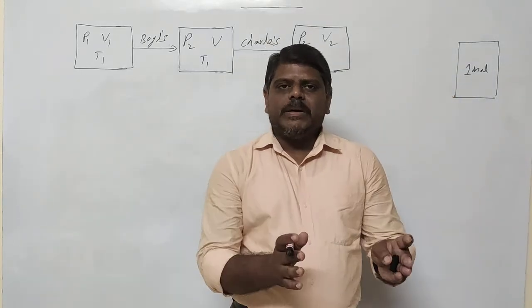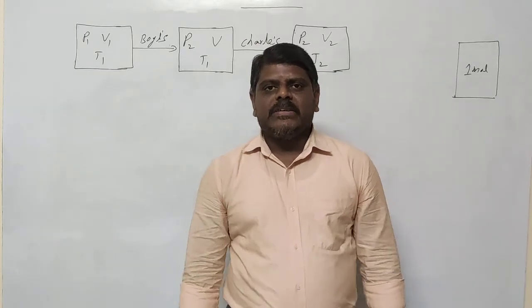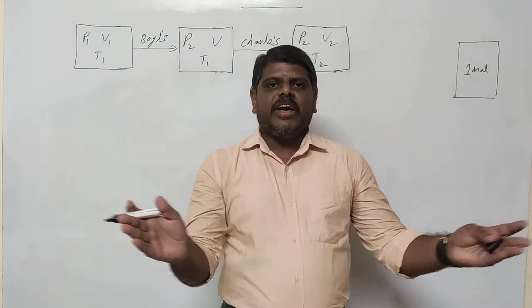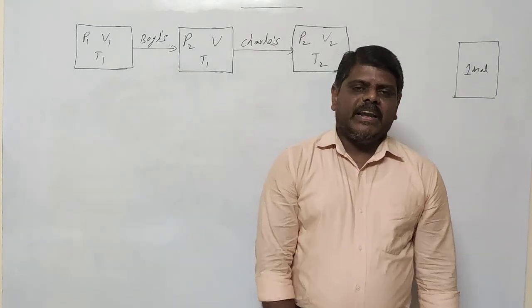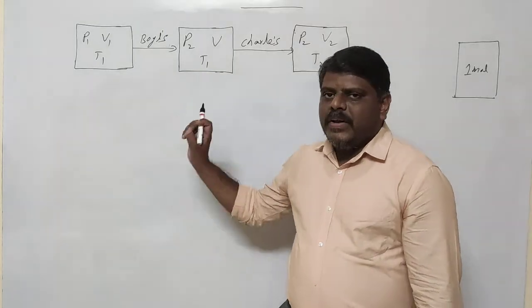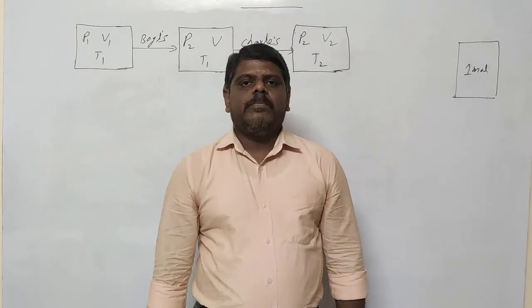Just simply apply Boyle's law, write down the equations. Apply Charles law, write down the equations. The equations you got from Boyle's law and the equations you got from Charles law, you can equate them. You are going to get the ideal gas equation. Very simple, very easy, at the same time very important for the 5 marks question. And the formula is very important for the problems.